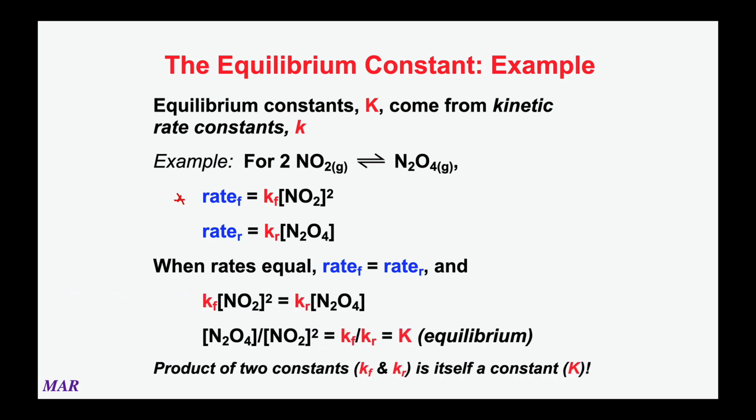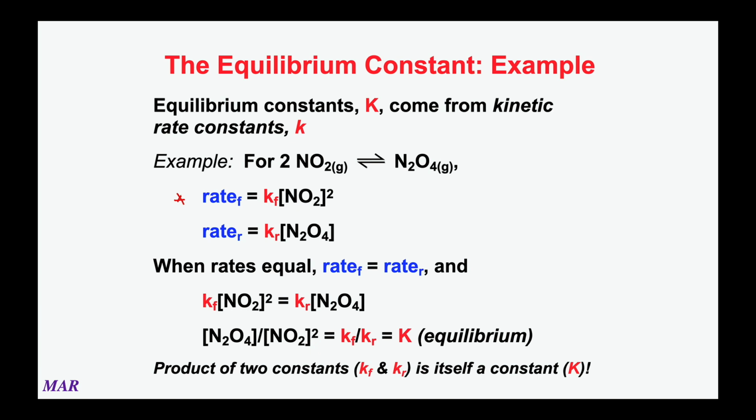then what you can do is let those two equal each other. Kf times NO2 squared equals Kr times N2O4. Put the products in the top, reactants in the bottom, so N2O4 divided by NO2 squared, and that equals Kf divided by Kr. Remember, rate constant k's are just numbers, so that's where equilibrium K comes from. Big K is basically the forward rate constant divided by the reverse rate constant, Kf divided by Kr.